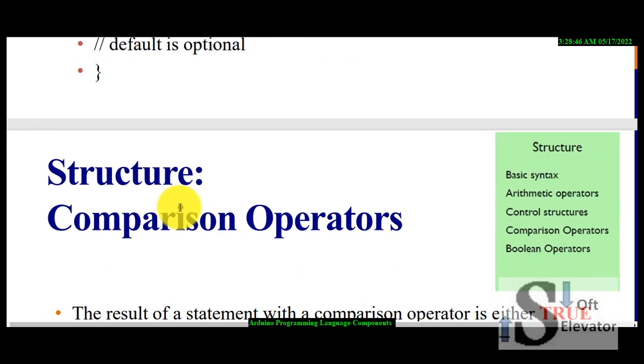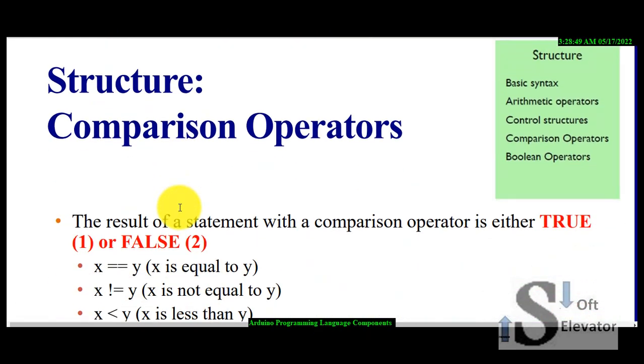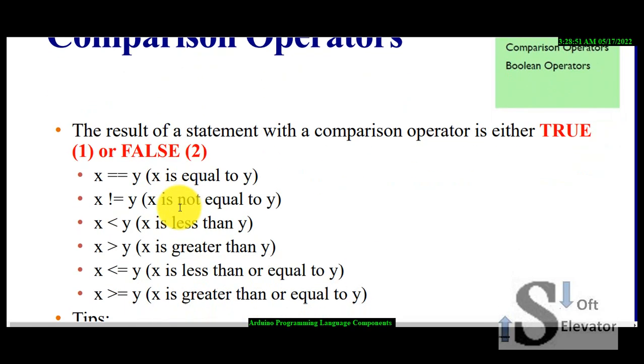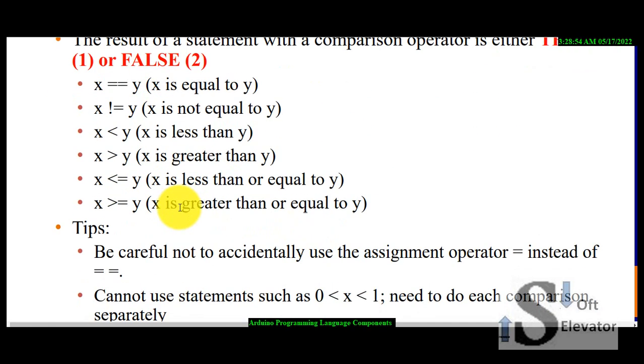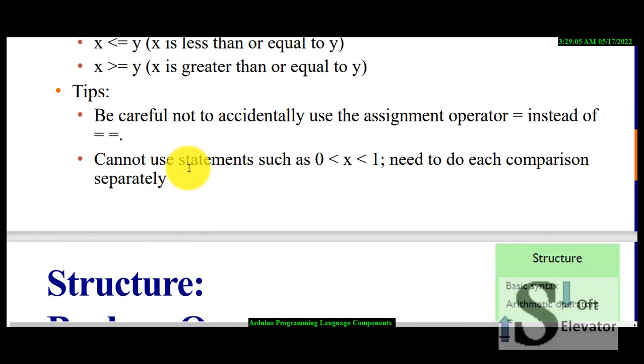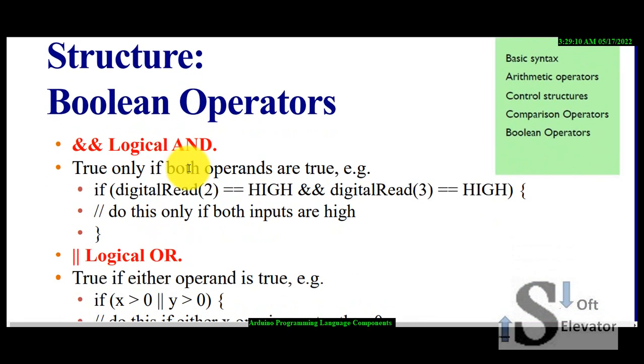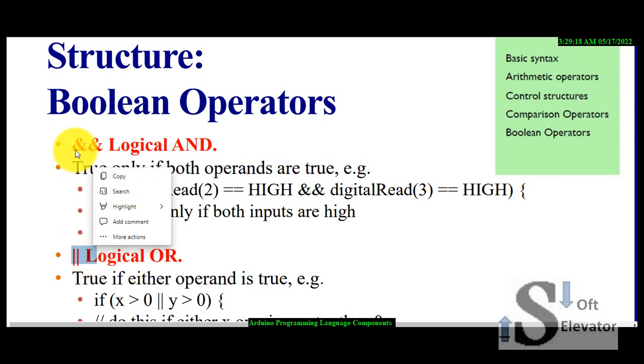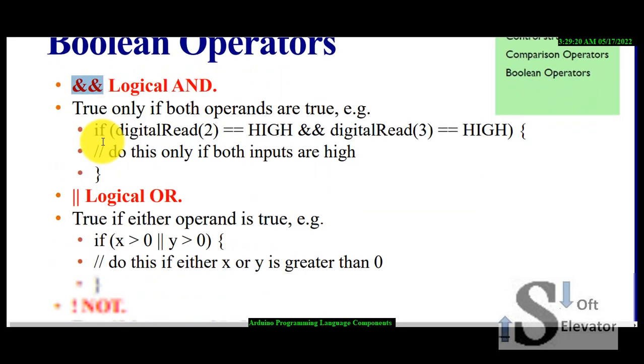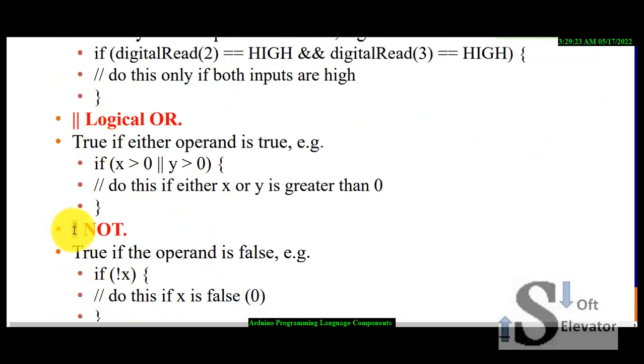There are also the comparison operators: equal, not equal, less than, greater than, less than or equal, greater than or equal. And the equal here, and not equal, is not a single equal but a double equal. Don't make a mistake here. Boolean operators: logical and, double ampersand, logical or. As you see, this is the logical or, this is the logical and symbol.